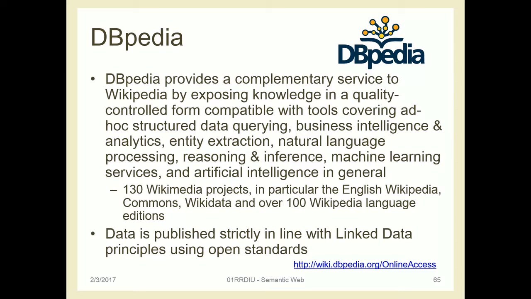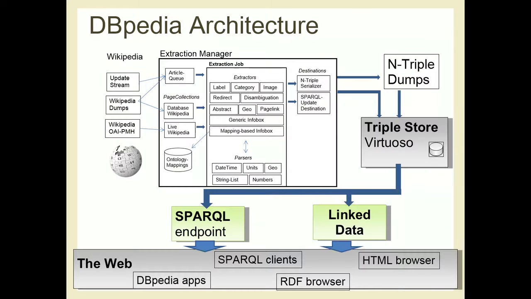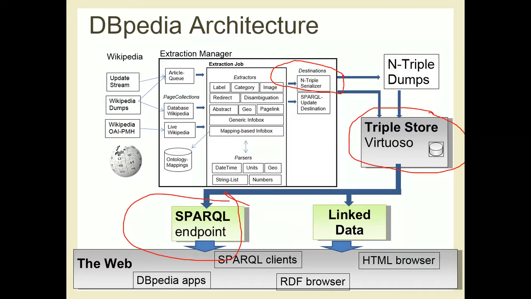We are using DBpedia because it's interesting, and it has lots of information, lots of RDF triples that come from about 130 Wikipedia projects, mainly the English Wikipedia, but also the many language translations of DBpedia, then Wikidata, and so on. Extra information is on this link. The data are published with the linked data principles, so everybody can use them using open standards. This is the architecture of DBpedia, in which essentially the idea is to extract triples and expose them in a triple store so that a SPARQL endpoint can use them.